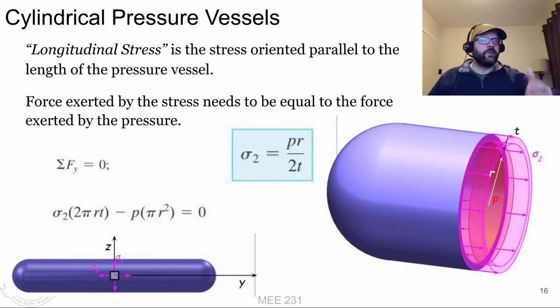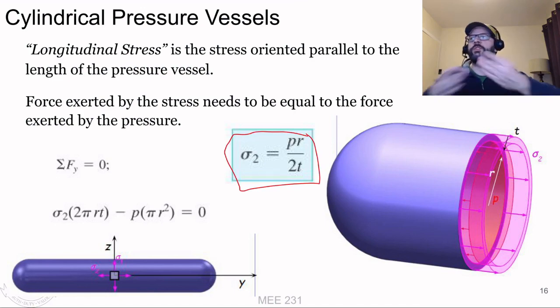Again, the force exerted by that needs to be equal to the force exerted by the pressure. It's pretty much the exact same calculation as you saw for the spherical stress. You end up with the same setup, because both areas are the same and the pressure is the same. So that reduces down to PR over 2T.